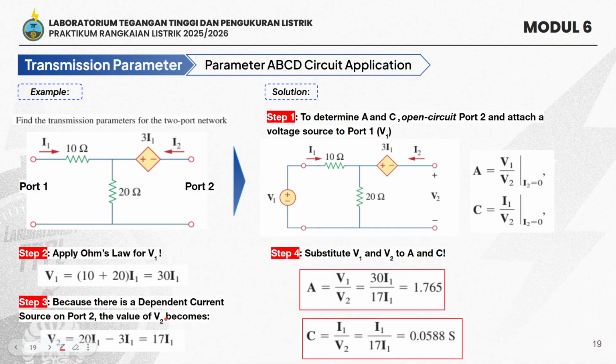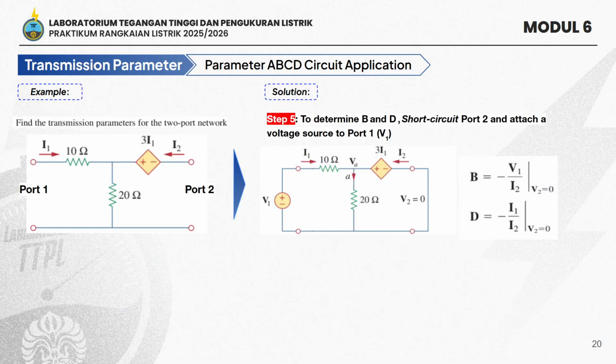For the next step, we substitute the voltage values of the input port and the output port to determine the A and C parameters. And we know the result: the A parameter is 1.765, and the C parameter is 0.0588 Siemens.